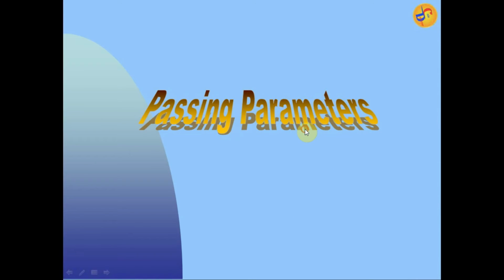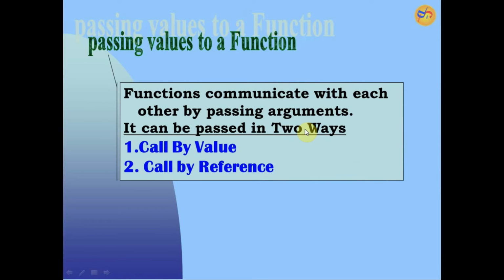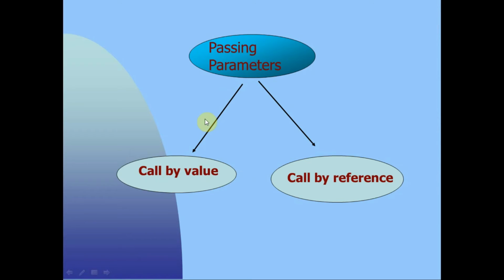Then passing parameters. Passing values to a function. Functions communicate with each other by passing arguments. It can be passed in two ways: the first one called by value, the second one called by reference. Passing parameters is divided into two parts: call by value and call by reference.